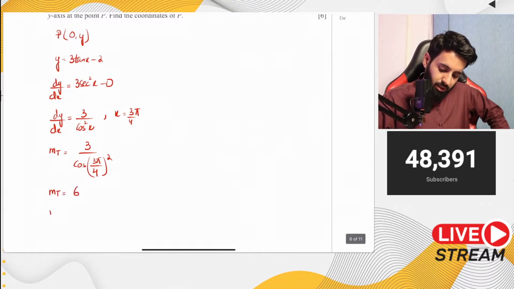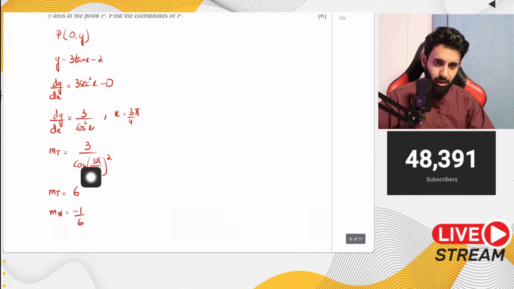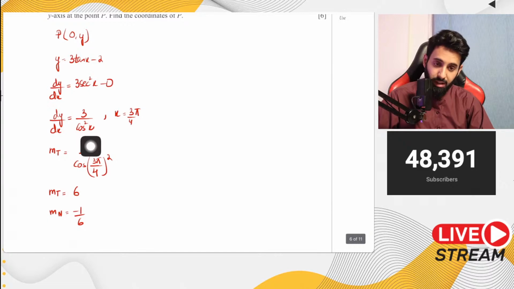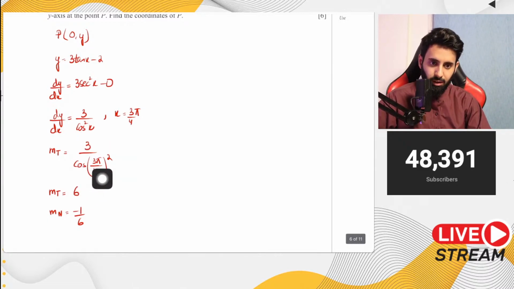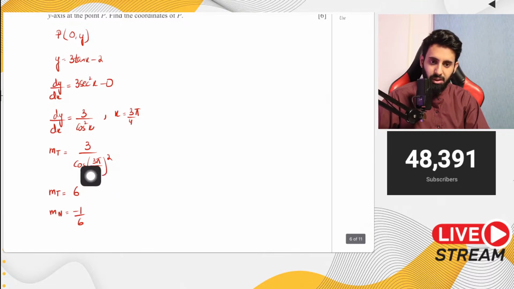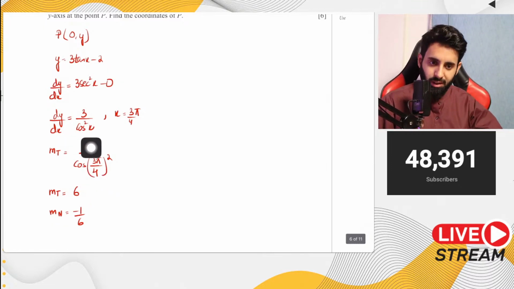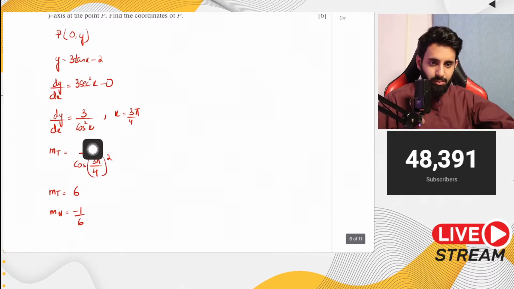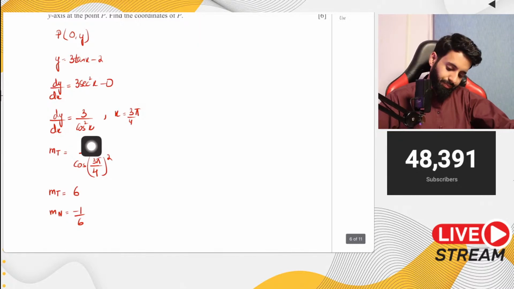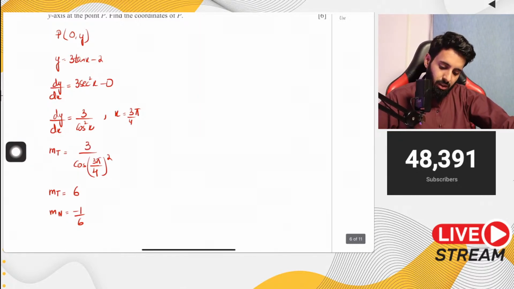That means the gradient of normal is going to be minus 1 upon 6. Okay, I'll repeat what I just said because this is a very common confusion. You don't need to worry about writing cos square x in your calculator. Just write it like this: cos with the value of x, close the bracket and then square it. So this will be treated as cos square x by the calculator. Cos square x basically means that you first evaluate cos with the value of x and then you square that value. So I hope that's clear.